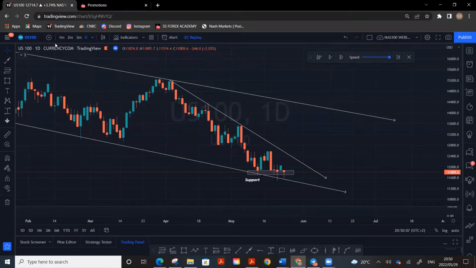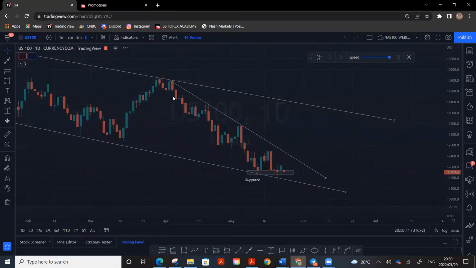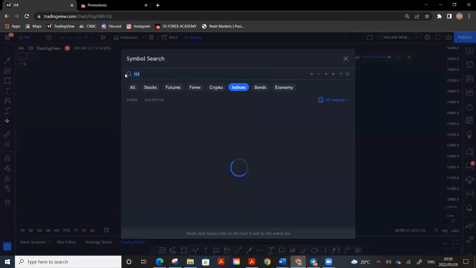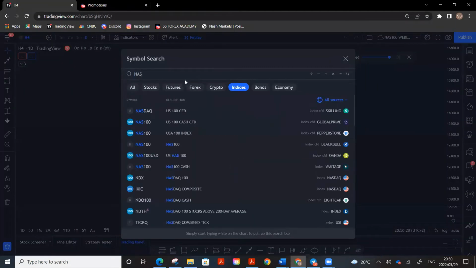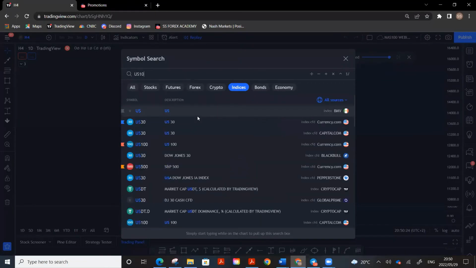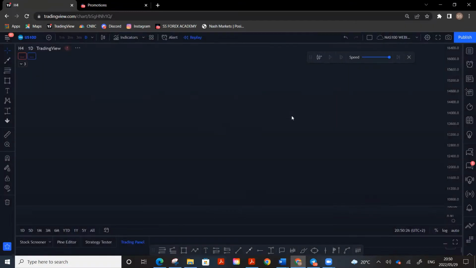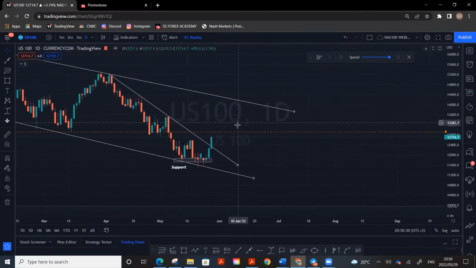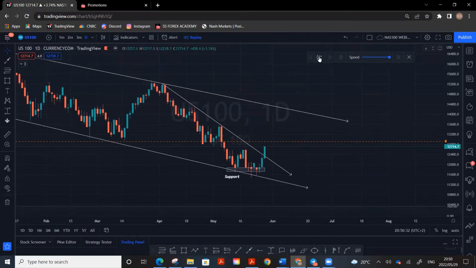Now we drop down to the 4-hour time frame. Oh, sorry, what did I do? This is the US 100. So we go down to the 4-hour.